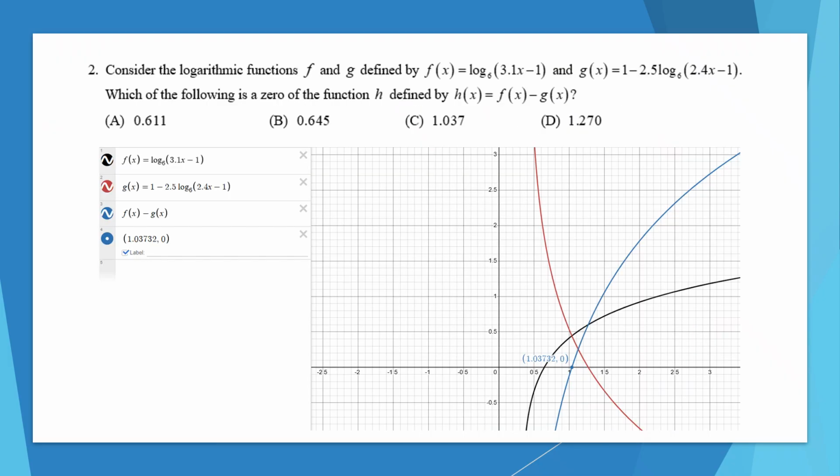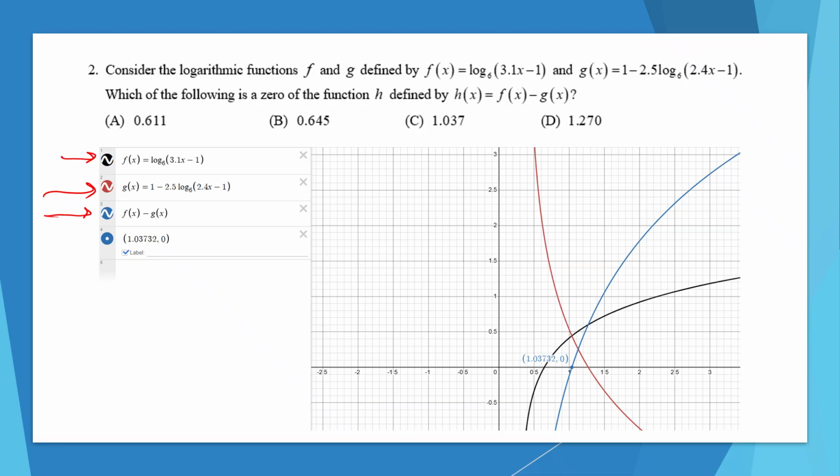All right, number 2, consider the logarithmic functions f and g defined by those two equations there. What's a 0 of f minus g? So I would type in all three equations verbatim here. Here you could even have h of x equals f of x minus g of x for that third equation.